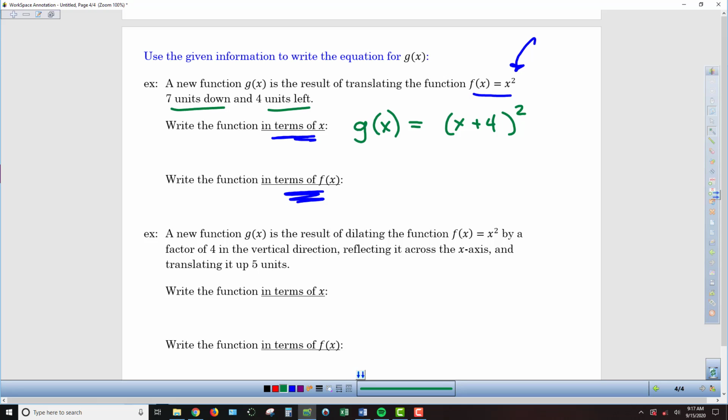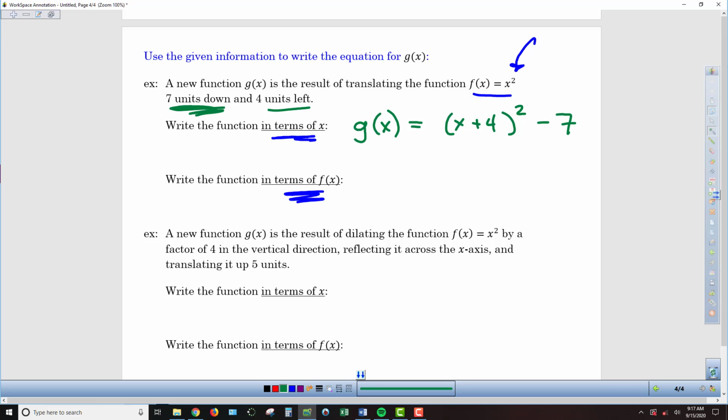So normally we would think of 4 left as being negative, but in our equation it's going to show up as positive. And then we have a translation of 7 units down, so that's going to track with the positive negative sign that we expect on the outside, so we have this minus 7.